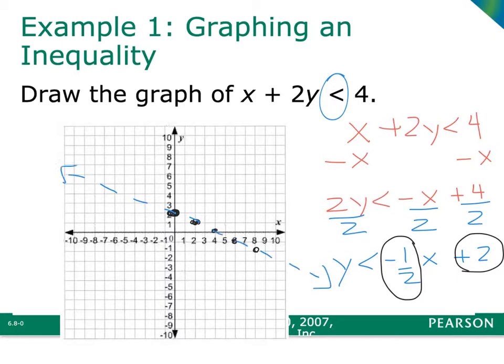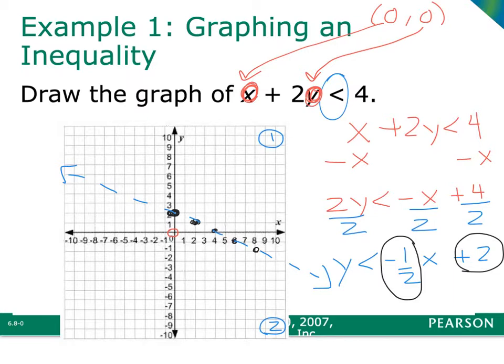Now I have to decide if I'm going to shade above the line in region 1 or below the line in region 2. One way that you can make that decision is what's called the test point method. A really easy test point is the point 0, 0. So if you choose the point 0, 0, where the x is located, you substitute in a 0. And where the y is located, you substitute in a 0, and you simplify the expression. If you did that, you would have 0 plus 2 times 0.